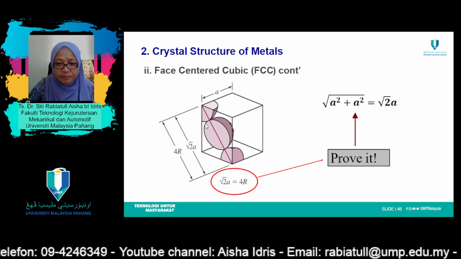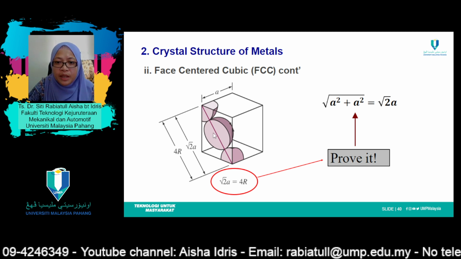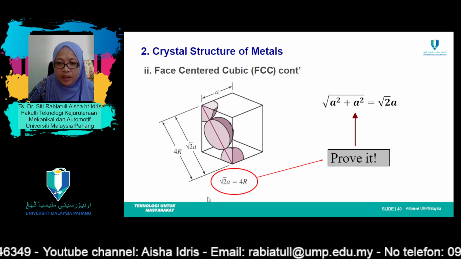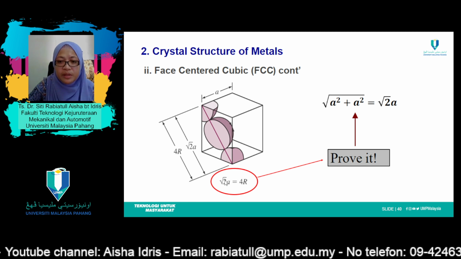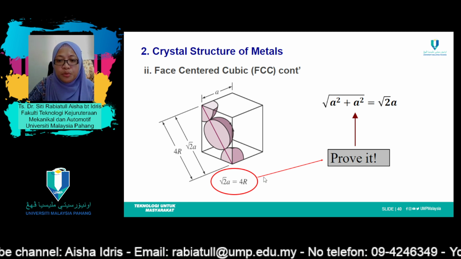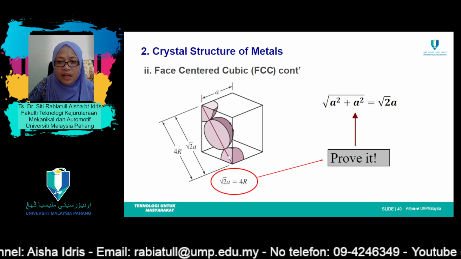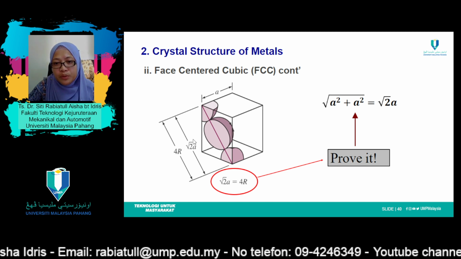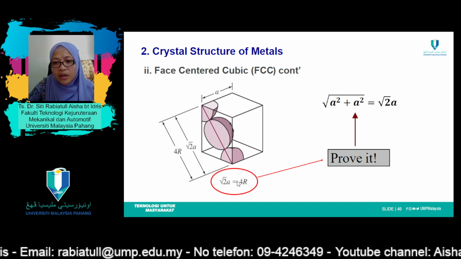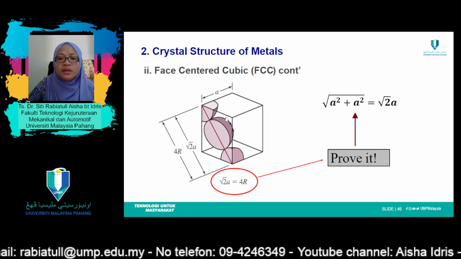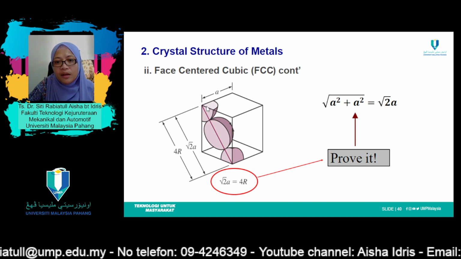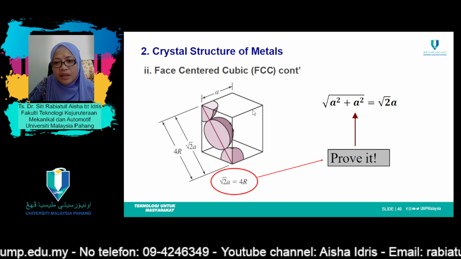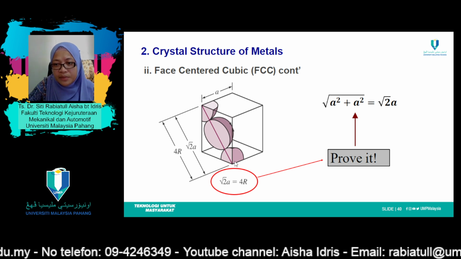So how do we get this one? How do we get this one? The interaction between root A, root 2A equals to 4R, because this length is actually 4R, but we only need to find this one in order to get this relation. So we know the length is A.